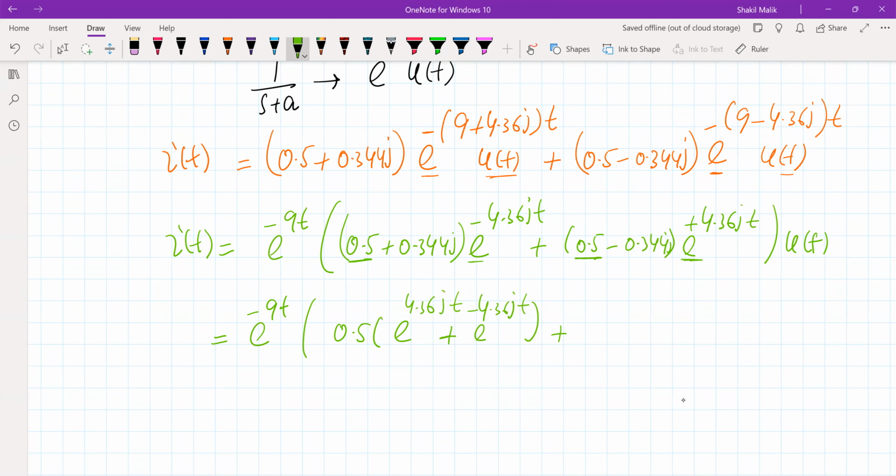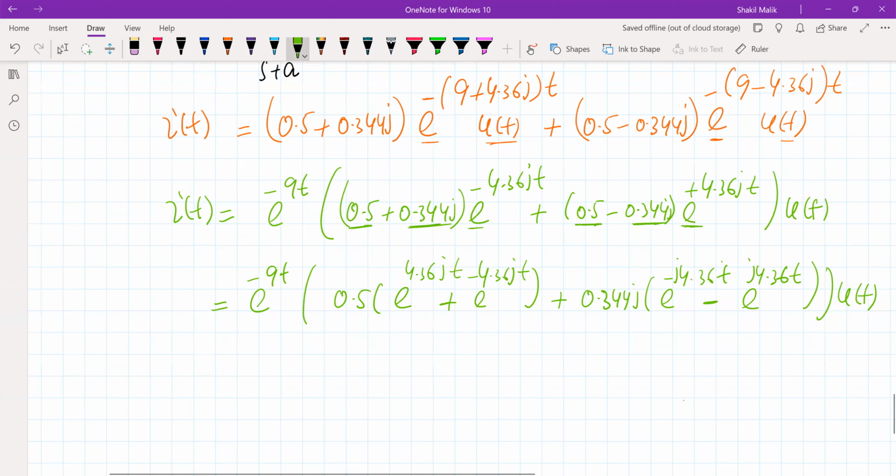plus. Now taking this common, 0.344j. So it is 0.344j times e to the power of minus 4.36j t. Let me write j in the front side, to avoid the confusion. So it is t here, j I wrote on the front side. So it is plus 4.36j t, and then u of t. All right.